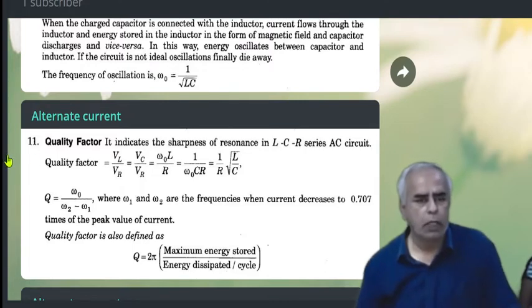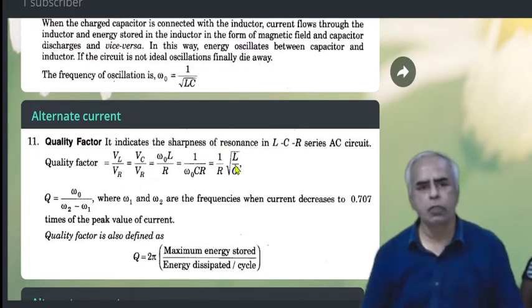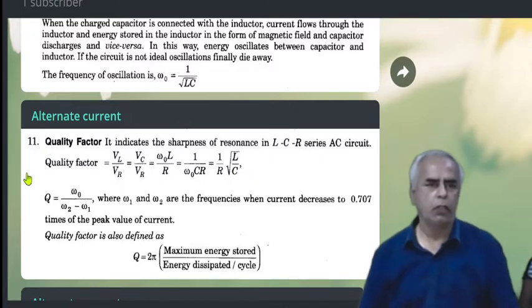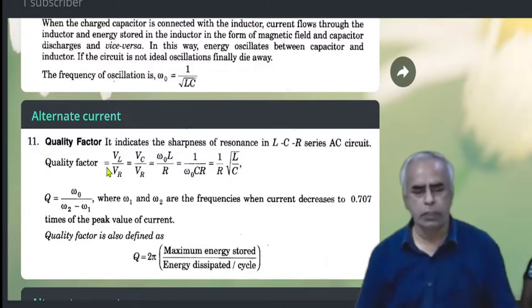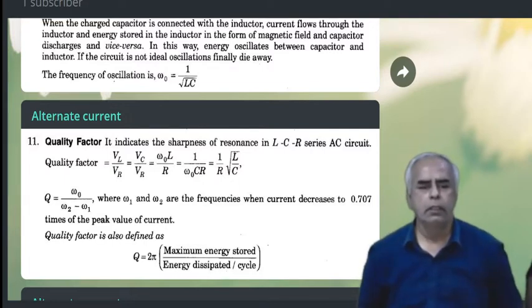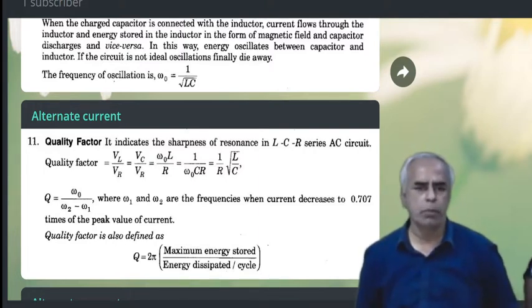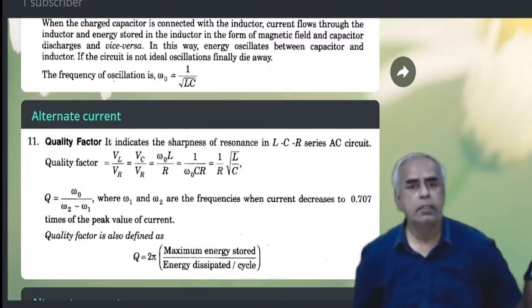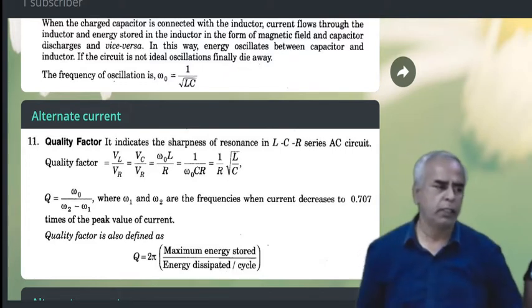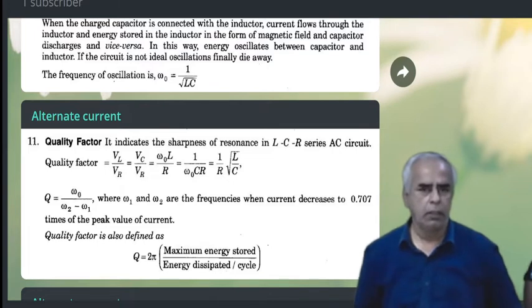So now this quality factor is totally given in terms of omega naught and omega 1, omega 2, the difference in the peak value current. Okay, right. The quality factor is also explained as Q equal to 2 pi into the ratio between the maximum energy stored and the energy dissipated per cycle in a given time. How much energy is dissipated? Are you able to follow?